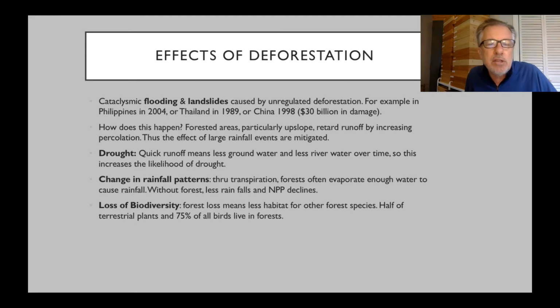Deforestation leads to a loss of biodiversity. Forest loss means less habitat for other species. Half of all terrestrial plants and 75% of all birds live in forests.